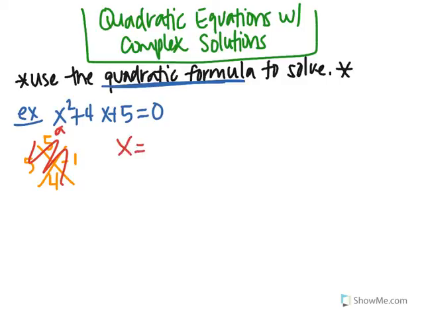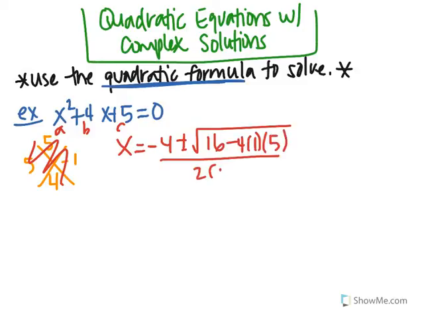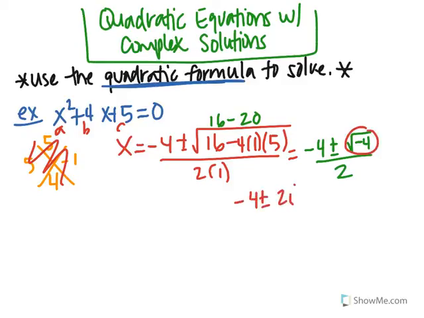So you have a is 1, b is 4, and c is 5. So I get opposite b plus or minus the square root. b squared is going to give me 16 minus 4 a c, and c is 5, all over twice a. So when I simplify, inside the square root I get 16 minus 20. So that would come out to be negative 4 plus or minus the square root of negative 4 all over 2. And the square root of negative 4 simplifies into 2i.